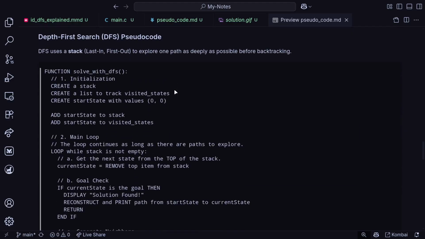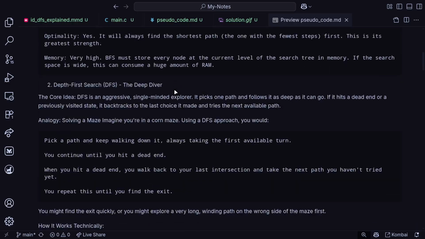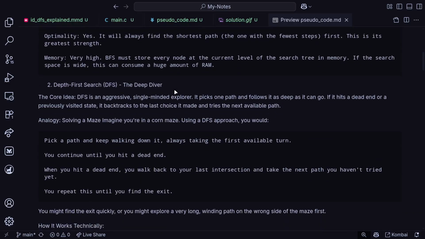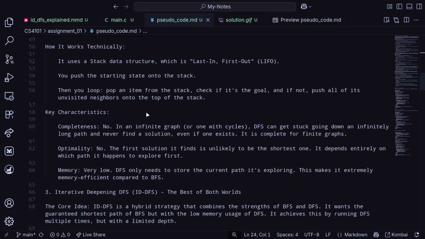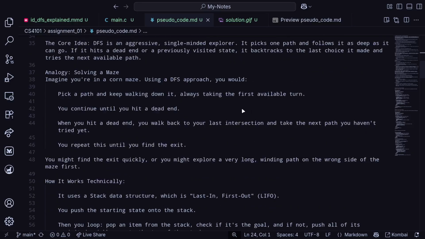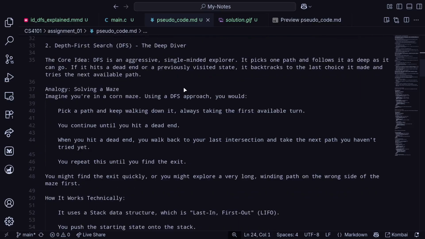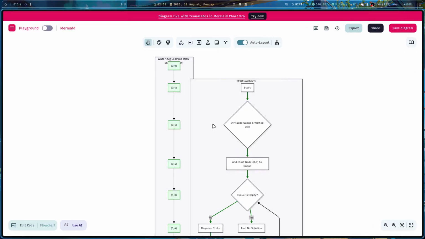Now the next algorithm is the depth first search algorithm. Let me go to the depth first search. So what is the core philosophy of the depth first search? It is to just directly go to the deepest level.